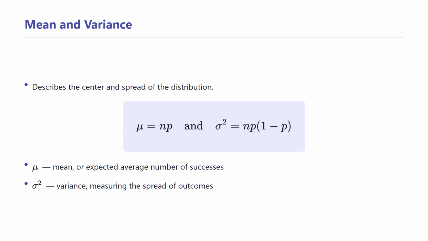The symbol sigma squared represents the variance, which measures how spread out the possible outcomes are around that mean. If the probability p is exactly 1/2, the variance reaches its maximum possible value for a given number of trials, meaning the outcomes are as spread out as possible.